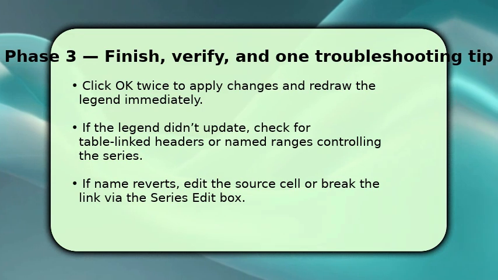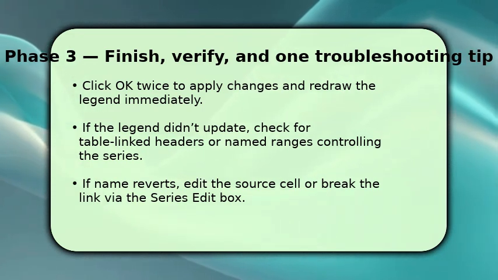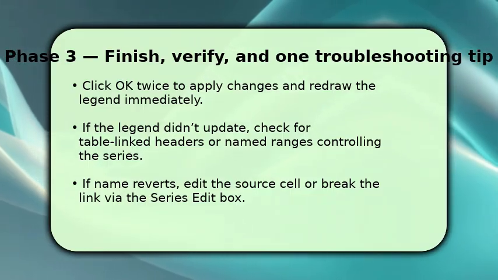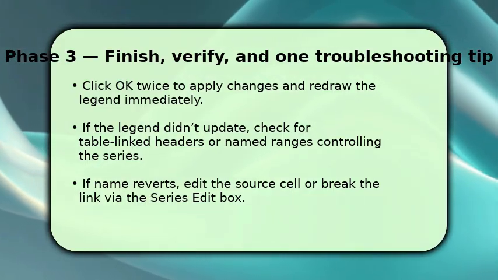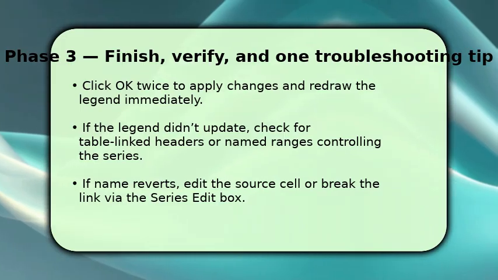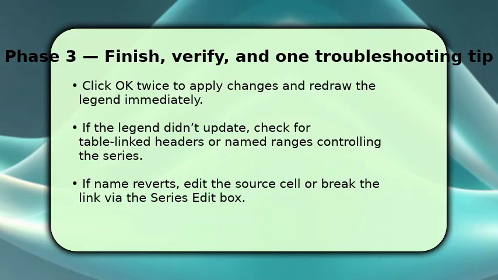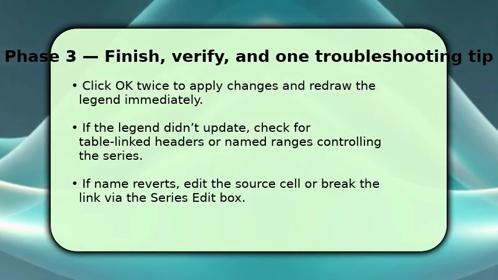If the name doesn't stick, make sure the series isn't driven by an Excel table header or a named range. Those sources override manual edits. If it reverts, go back to Select Data, and either update the source cell or replace the cell link with typed text. Finally, save the workbook to preserve the change.